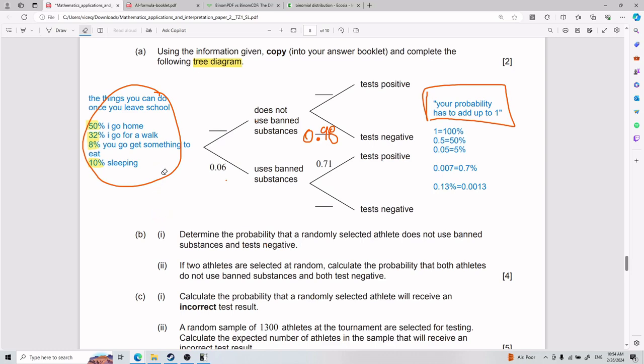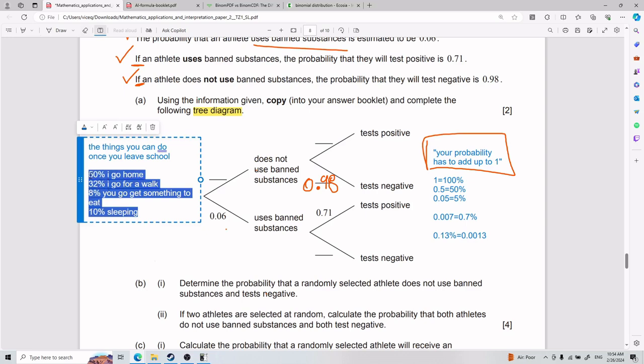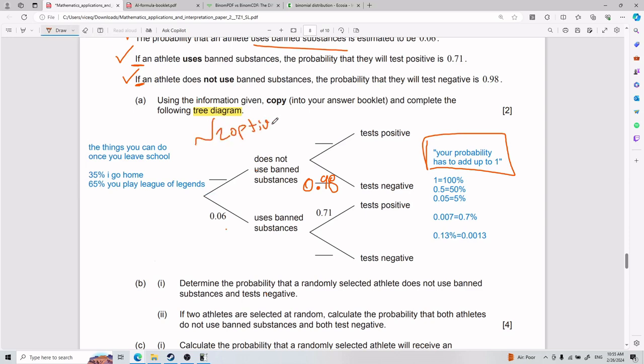It says, okay, instead of taking all these crazy scenarios, you have to boil it down to 2. And so there's either, I don't know, a 50% chance that you go home or a 50% chance that you play League of Legends. Okay? And these numbers can be different. Maybe it's 35, and over here it would be, I don't know, 65, right? These numbers can change, but it's only 2 options. Okay, so the tree diagram boils it down to 2 options. That's the main idea. It boils it down to 2 options, and your probability has to add up to 1.